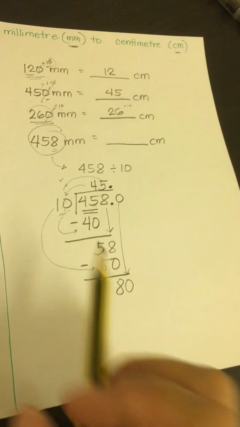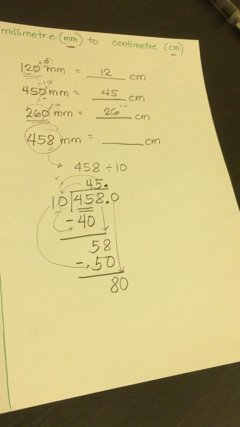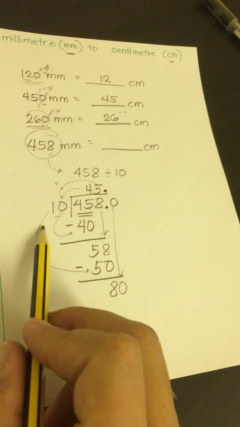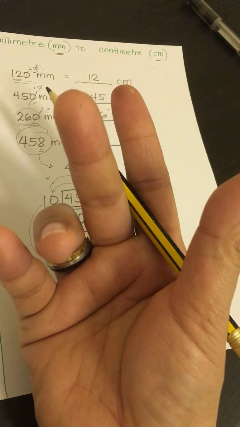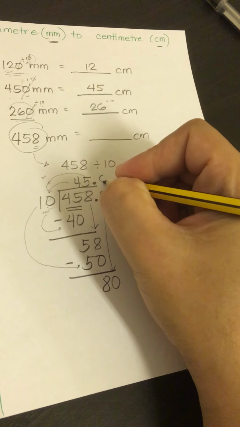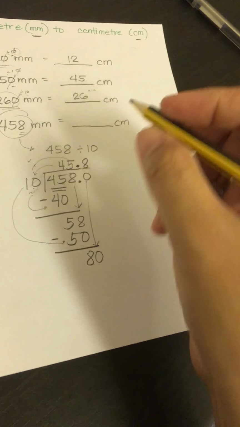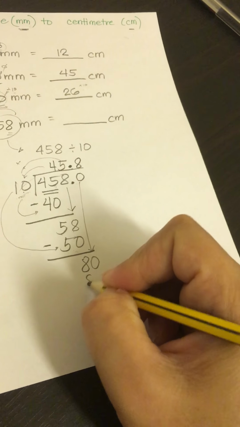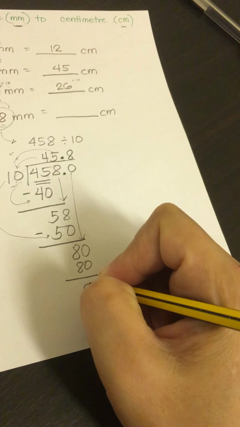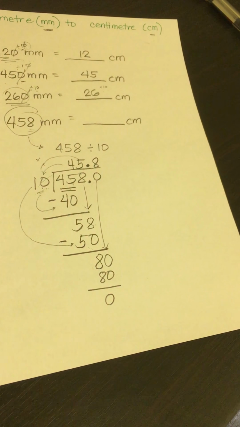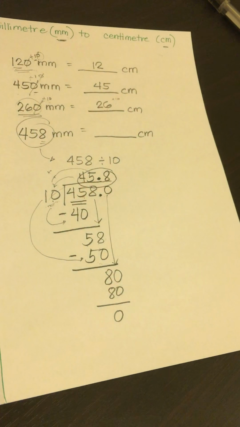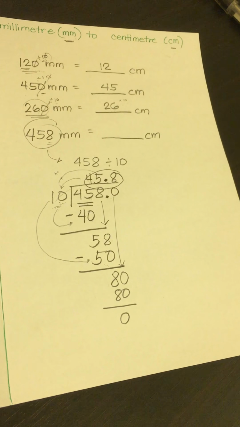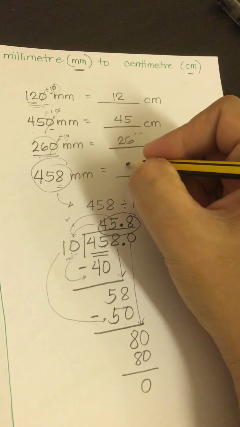Now how many 10s do you get from 80? So we skip count by 10 again: 10, 20, 30, 40, 50, 60, 70, 80. So we got 8. We can get 8 from 80. So 8 times 10 is 80. Then there will be no more answer left. So the final answer will be 45.8. Okay, so we can write here 45.8.